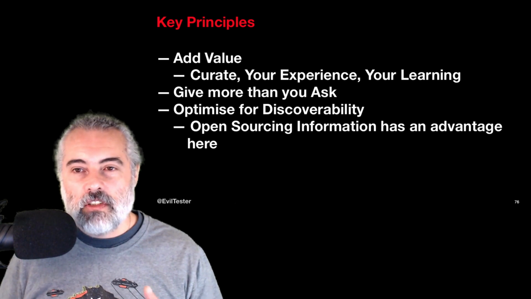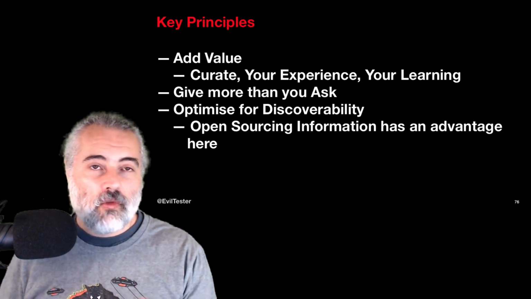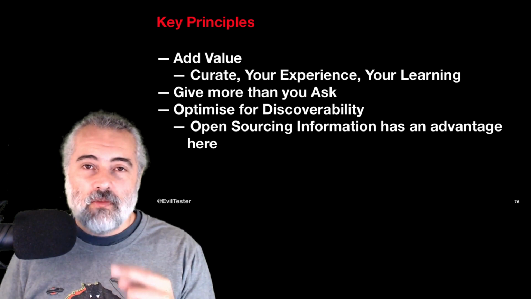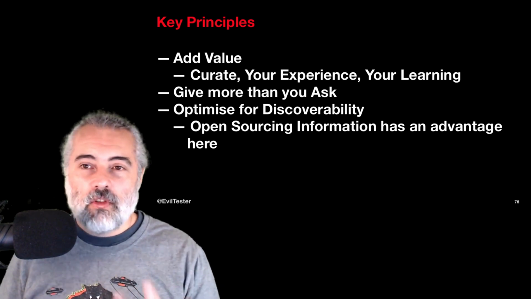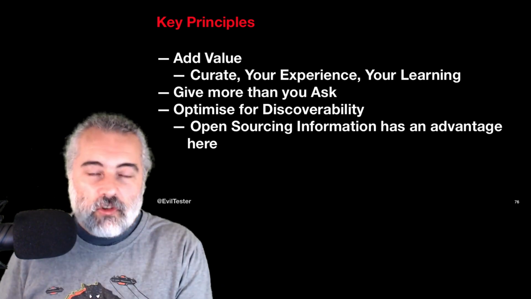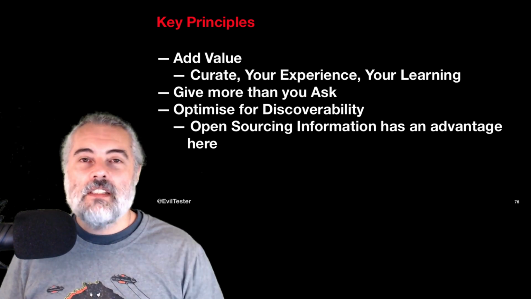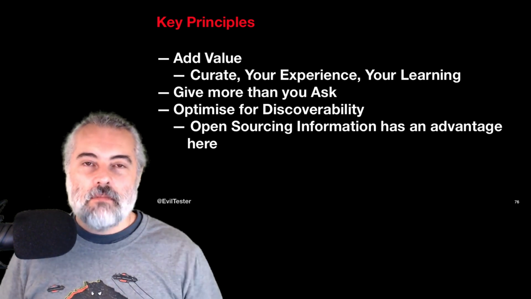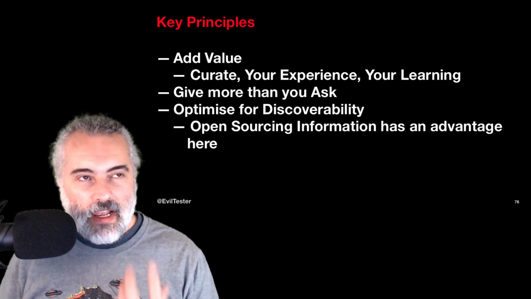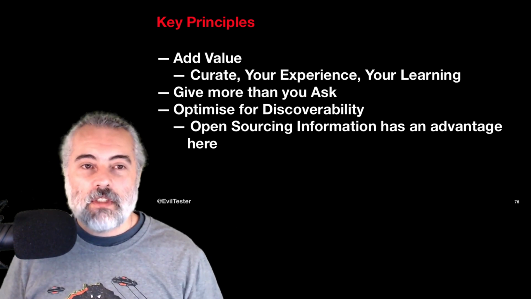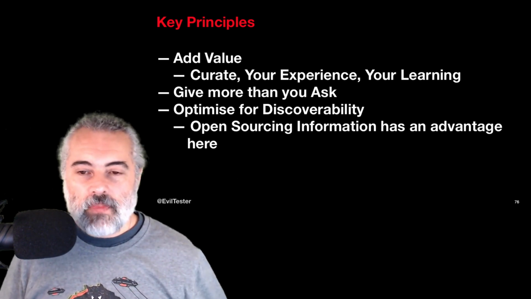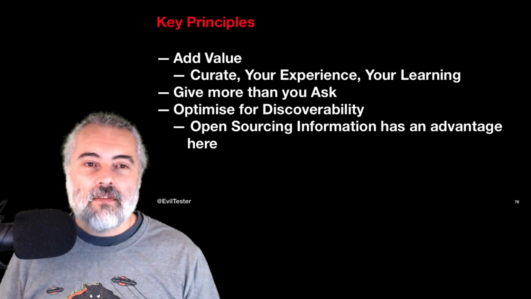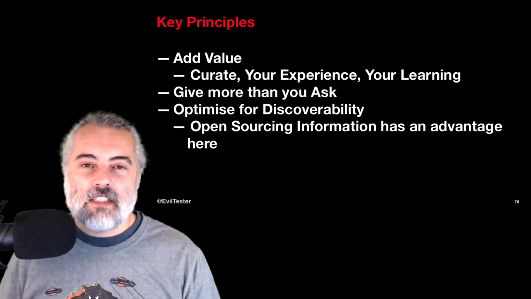So key principles are to try and add value. Even though you're curating, you're saying, I read this blog post, this is really useful, it was written by someone else. You add value by saying, I read this blog post and it is useful. When you tweet, you share your experience, your learning. You're trying to give more than you ask, because the benefit is in the creation, not the feedback that you're getting back. You have to learn some marketing to help you optimize for discoverability, to help you get your message out further. And open sourcing has an information advantage here because it's searchable.